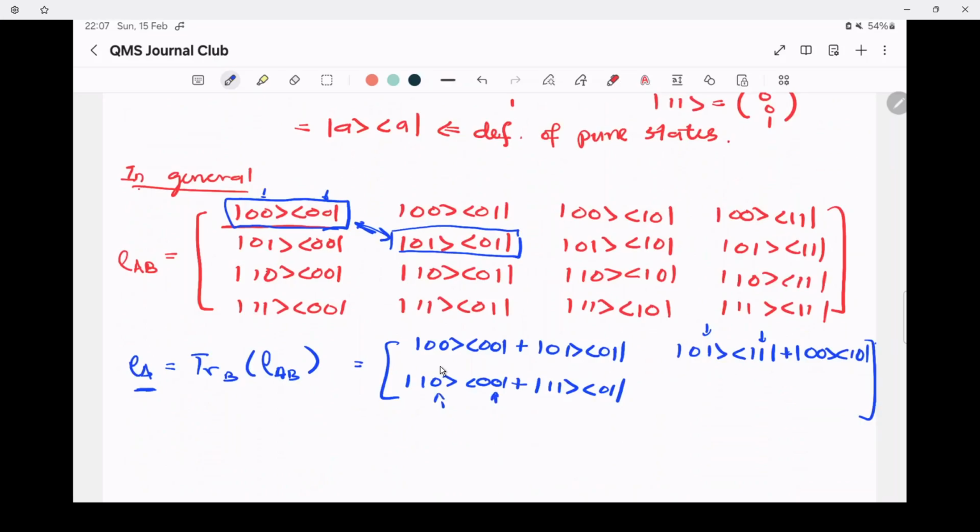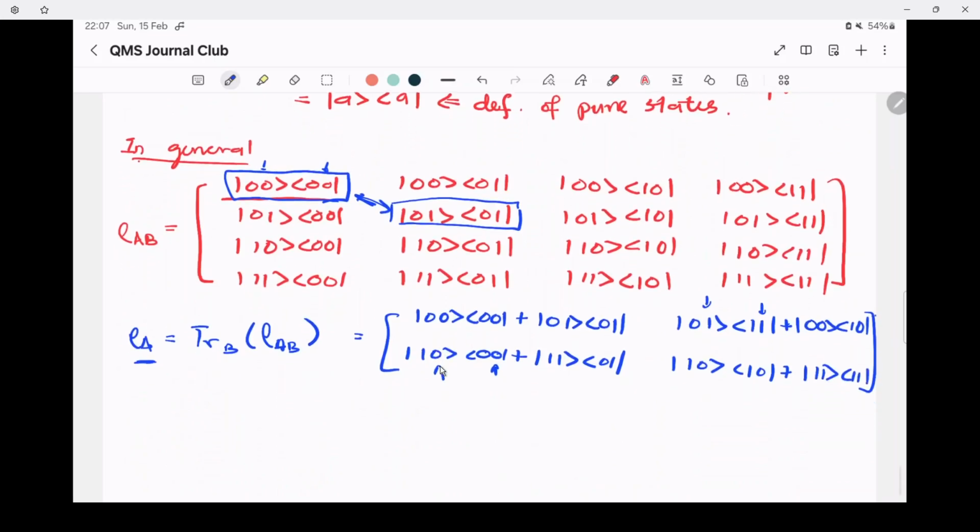And then the first one, the ket has to be 1, the bra has to be 0. The last one is 1 0 1 0, 1 1 1 1. So you can identify 0 1 1 1, 0 0 1 0, 1 0 0 0, 1 1 0 1.